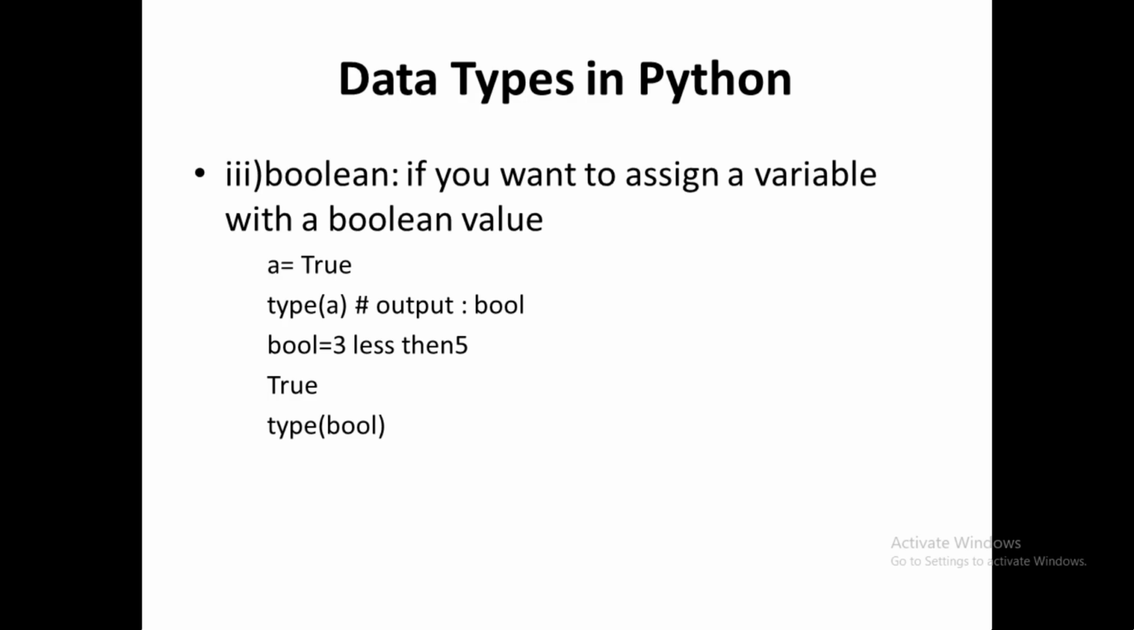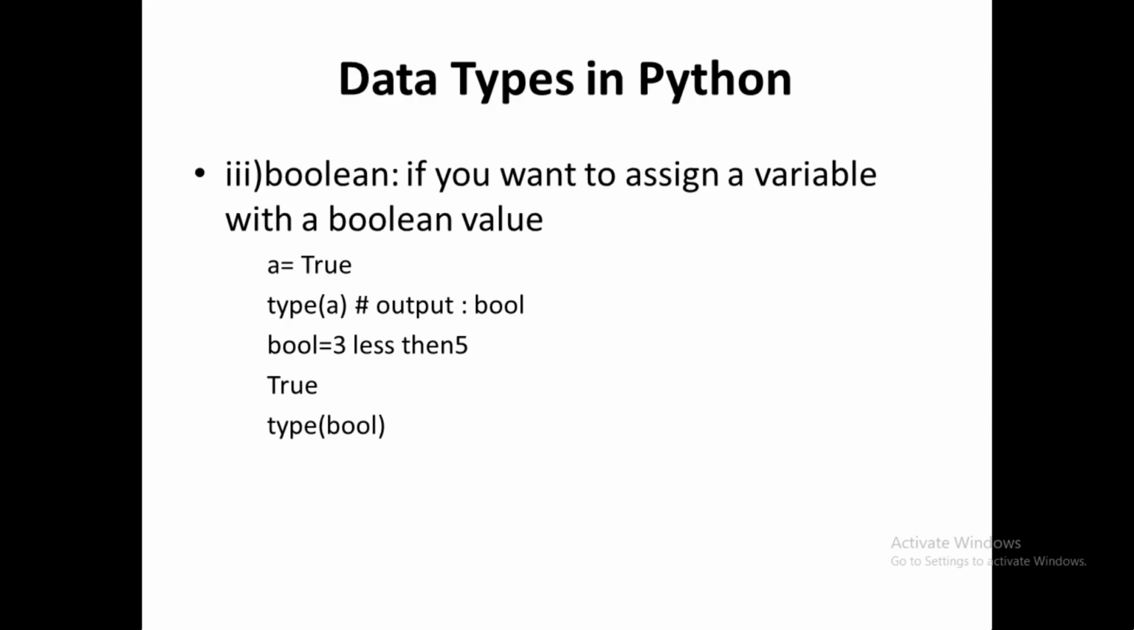And next is boolean. Boolean will have two values, either true or false. If you want to assign a variable a boolean value, a is equal to True, and type of a is bool. The output will be bool. And bool is equal to 3 less than 5. Is 3 less than 5 true or false? It is true, right? So type of this bool value will display the same thing.